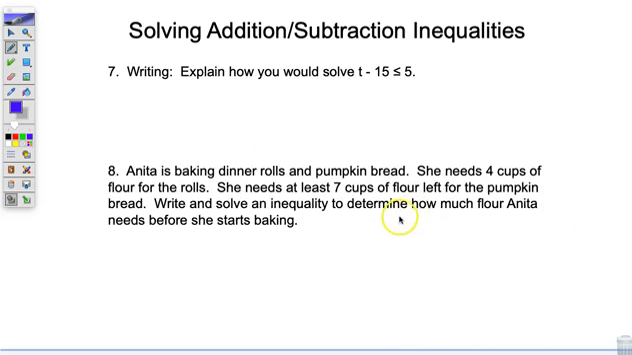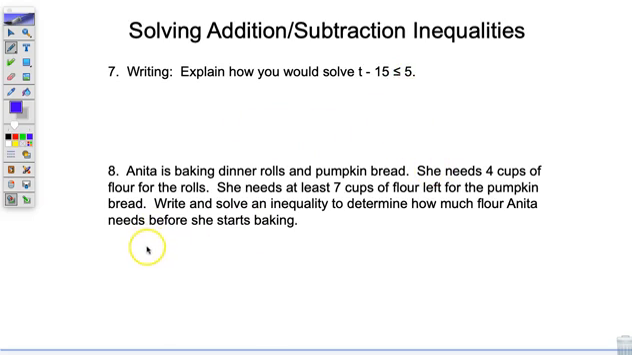Okay, in our last two examples here, we have a writing problem. Explain how you would solve t subtract 15 is less than or equal to 5. So this is a written statement. So you need to tell me what you would do to solve number 7. I would say you need to first add 15 to both sides, and then you would get t is less than or equal to 5 plus 15, which is 20. Then you would graph the solution and tell me how to do that.